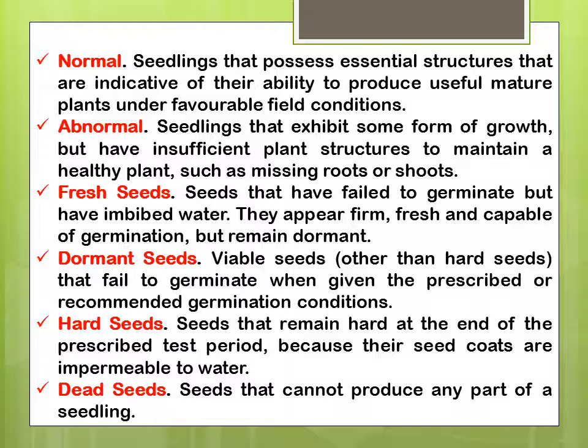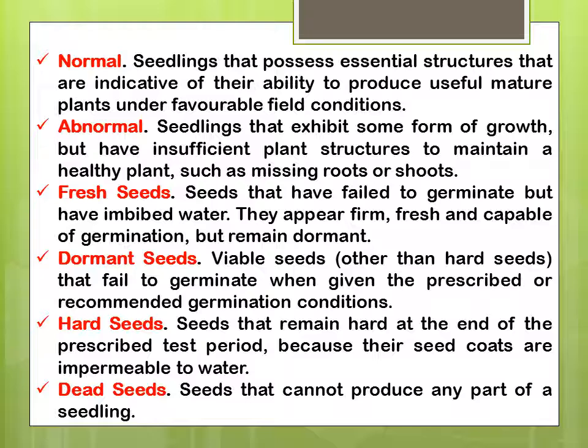Sometimes it looks like your seeds are fresh. They imbibed water and are still firm and fresh, capable of germination, but they remain dormant. They are not going to germinate. So these may be dormant seeds: seeds that are viable other than hard seeds, but fail to germinate when given the prescribed or recommended germination conditions. You have given the conditions, but the seeds are failing to germinate.